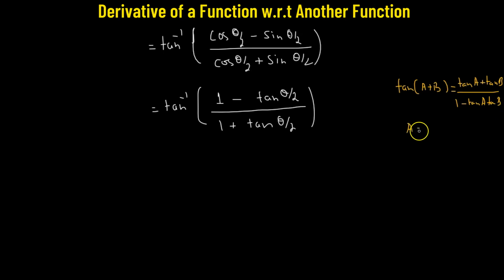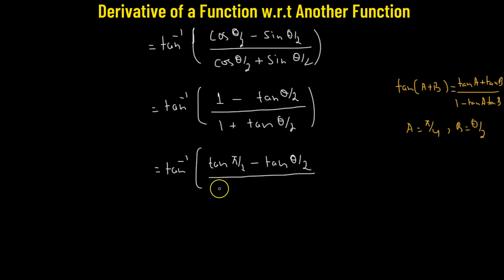Now if we take a to be equal to pi over 4 and b to be equal to theta over 2, then we can rewrite our expression as tangent inverse of, so in place of 1 we will write tangent of pi over 4 minus tangent of theta over 2 divided by 1 plus tangent of theta over 2 multiplied by 1, and we know that tangent of pi over 4 is equal to 1.